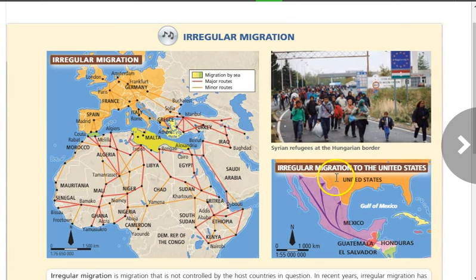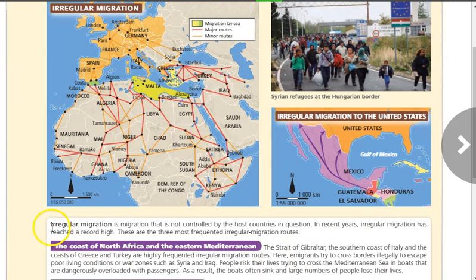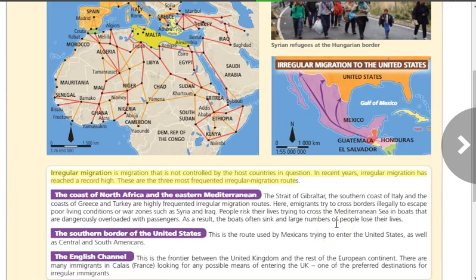Irregular migration. Irregular migration is migration that is not controlled by the host countries in question. In recent years, irregular migration has reached a record high. These are the three most frequent irregular migration routes: the coast of North Africa and the eastern Mediterranean, the Strait of Gibraltar, the southern coast of Italy, and the coast of Greece and Turkey are highly frequented irregular migration routes.